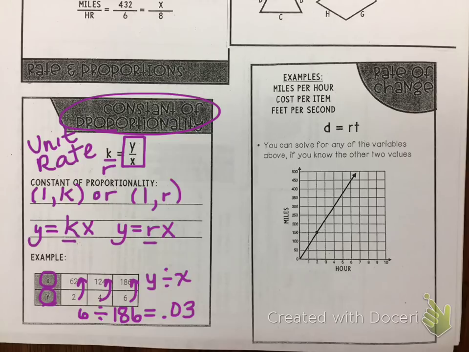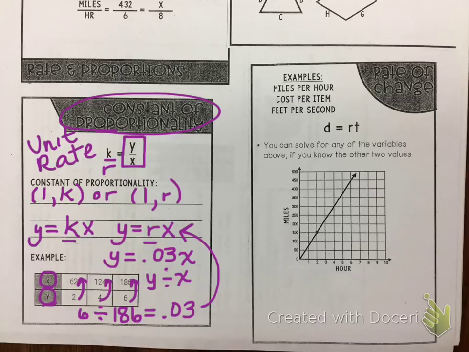If I put it into an equation, like you see here, I would have y equals 0.03x. Okay, let's look at that on a graph. And this is a graph you might have seen in science with distance, rate, and time. So we're looking for our unit rate.